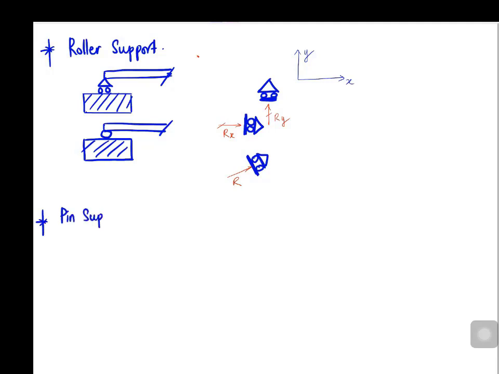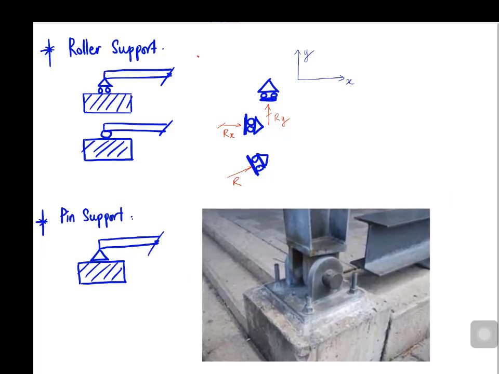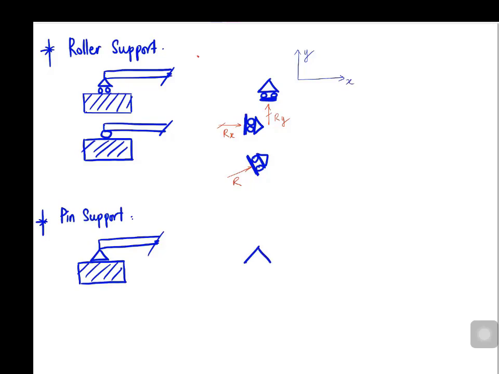Pin support. A pin support can be called a hinge support. At the hinge end, the beam cannot move in any direction. However, it can rotate about the support. Consequently, a pin support is capable of developing force reactions in both horizontal and vertical components, but it cannot develop a moment reaction. There are two reaction forces associated with the pin support, a force in the x direction and one in the y direction.